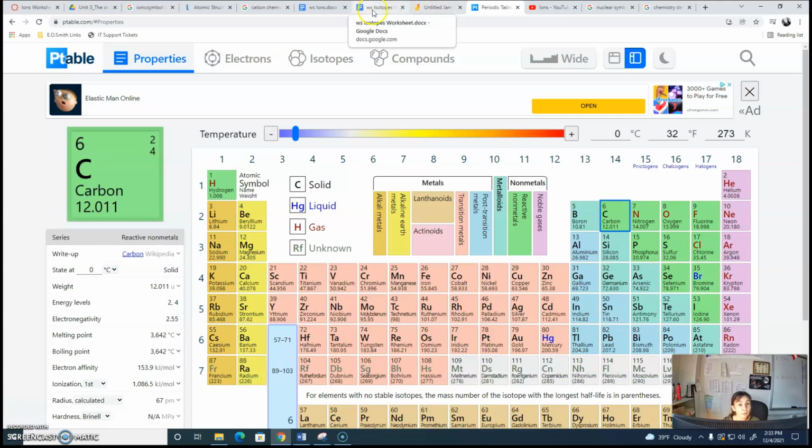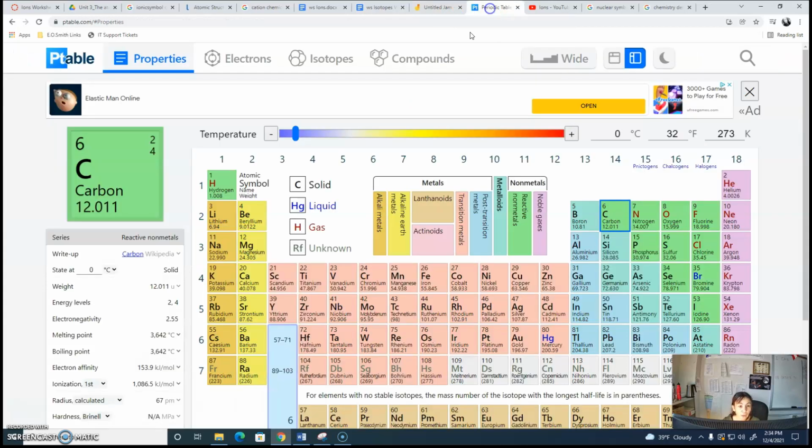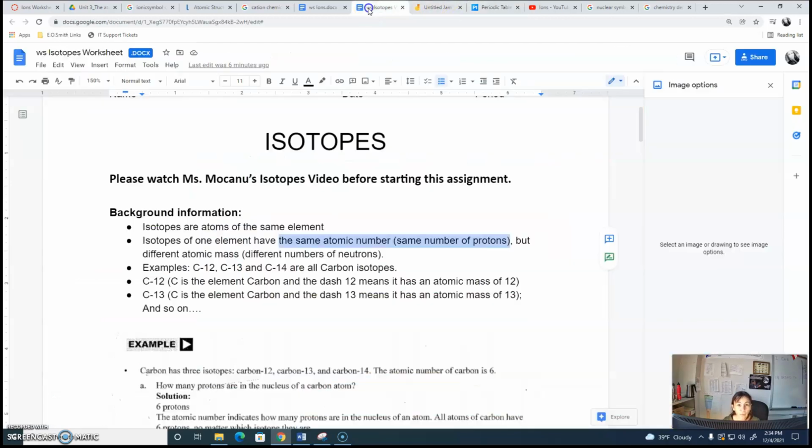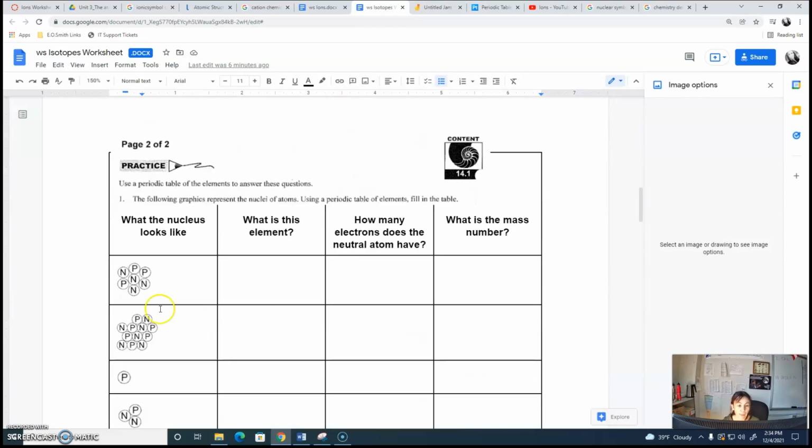However, the number of neutrons in those atoms could vary. And that is why, when we go to the periodic table, we see an atomic mass that has decimal points. The atomic mass is basically an average of all the possible isotopes of carbon that we know of. When you average them out, some isotopes are more common than others, and you end up with this decimal. So let's jump right in and do some of these examples.